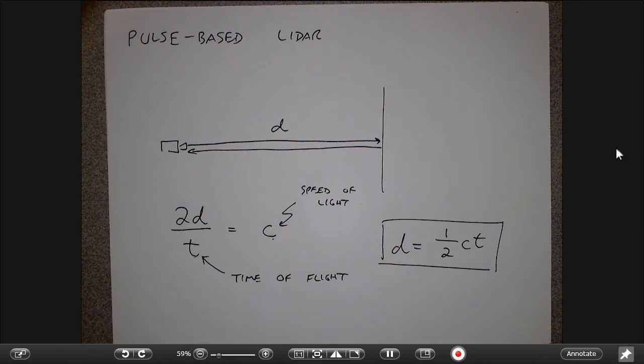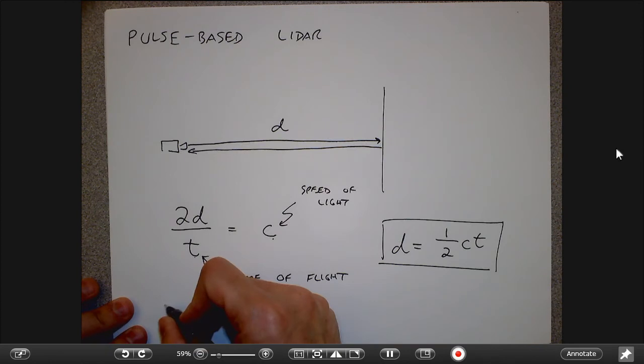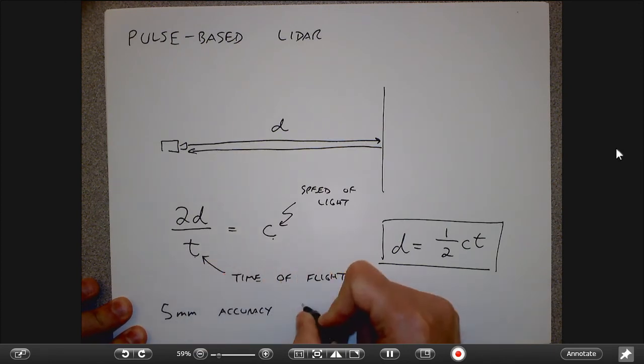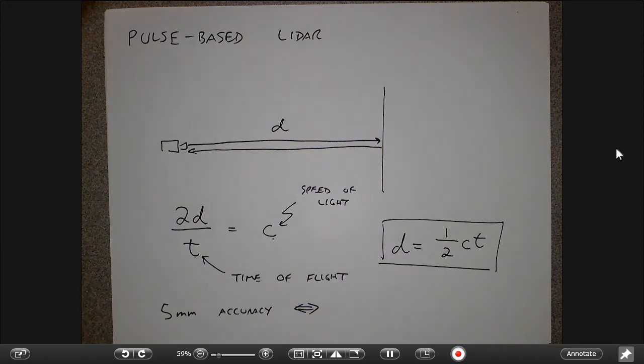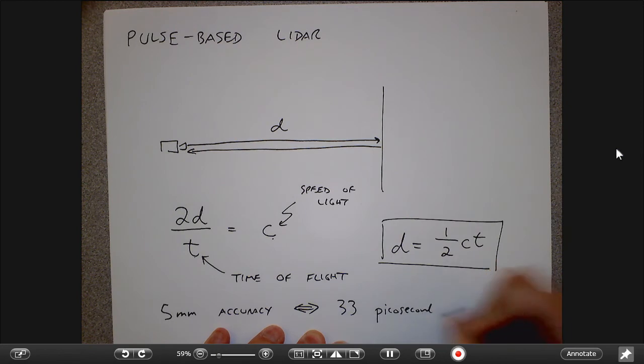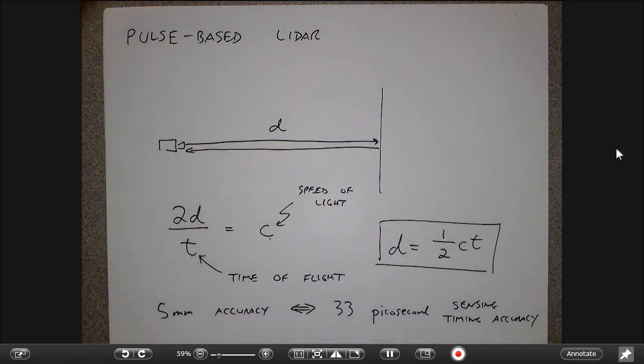So if you figure out, okay, if I want to measure surfaces to within like 5 millimeter accuracy, for example, if you do the computation, I think it's in the book here, that corresponds to 33 picoseconds. So this is the sensing timing accuracy. The receiver electronics on these systems have to be extremely accurate, for sure.